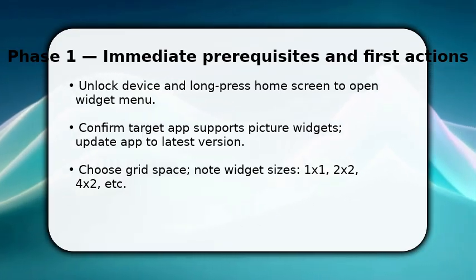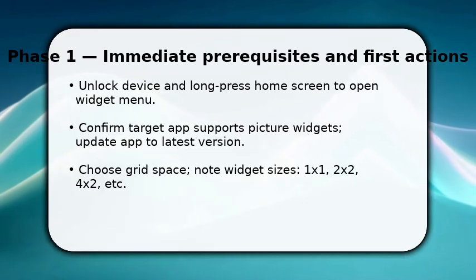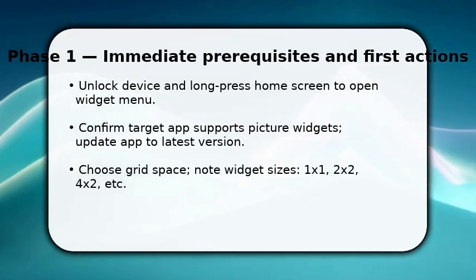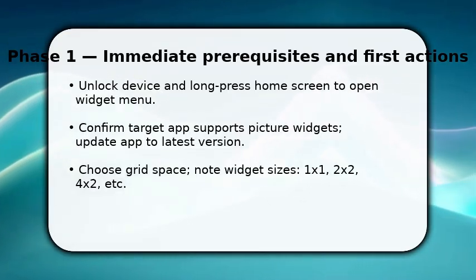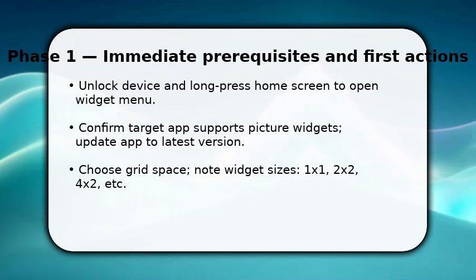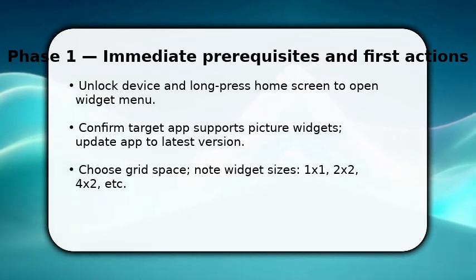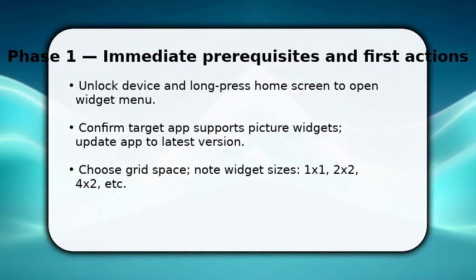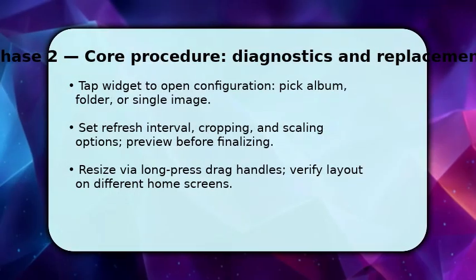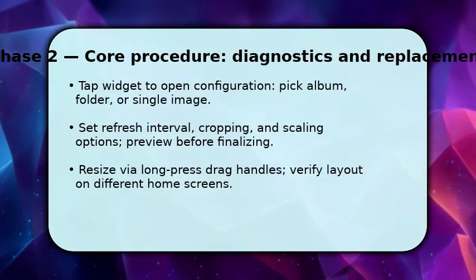Select the widget size that fits your layout, 1x1 for icons or 4x2 for bigger photos, and drag it onto the grid. Make sure to place it where it won't be covered by other icons, and pause before releasing to adjust placement precisely. Once the widget sits on the home screen, you configure the image source and display settings.